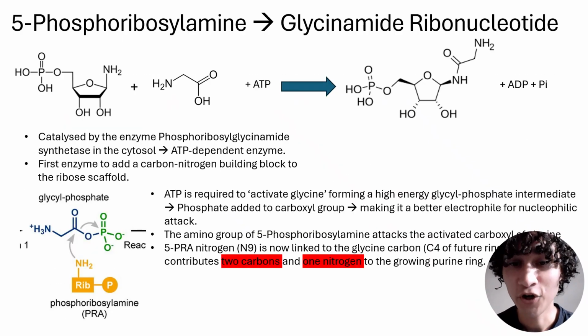So as you know, the purine ring that our cells aim to assemble is heterocyclic, so it contains both nitrogen and carbon. So this step will incorporate both nitrogen and carbon into that initial building block.